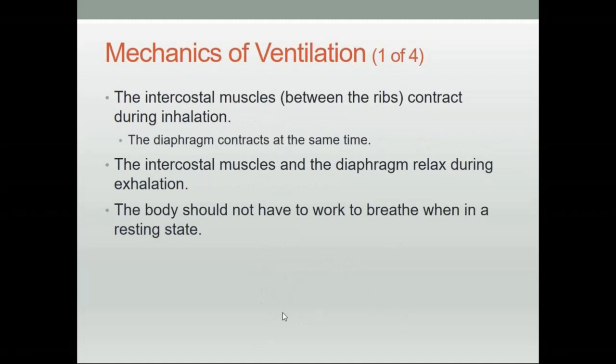Intercostal muscles, those are the muscles between the ribs. Those contract at the same time as the diaphragm, as I just said, to help expand the chest to create that negative pressure in the chest. They relax during exhalation. So inhalation is an active process, and then exhalation creates another pressure gradient. The pressure inside the chest is now higher than the pressure outside the chest, and that moves the air out.